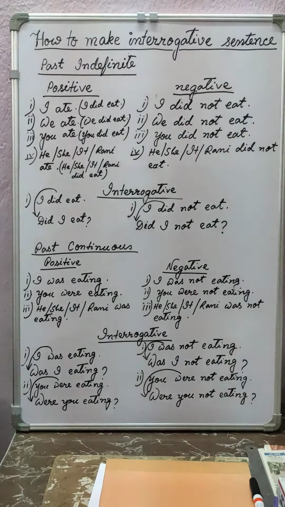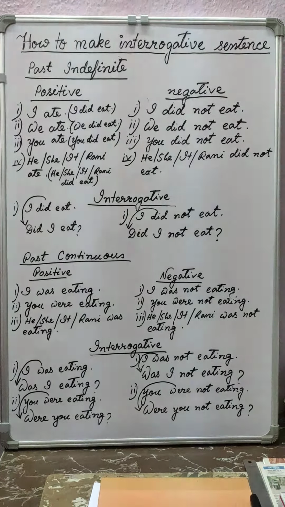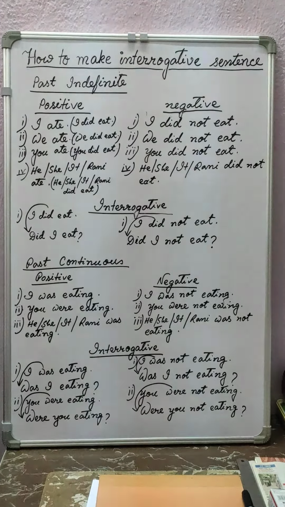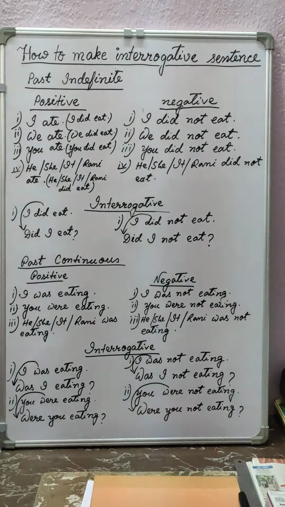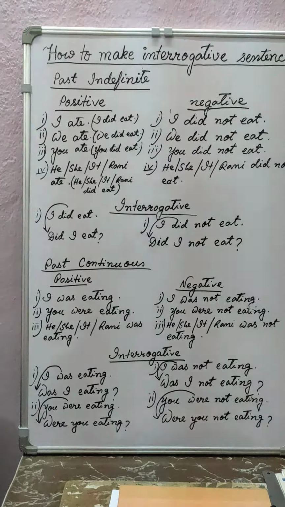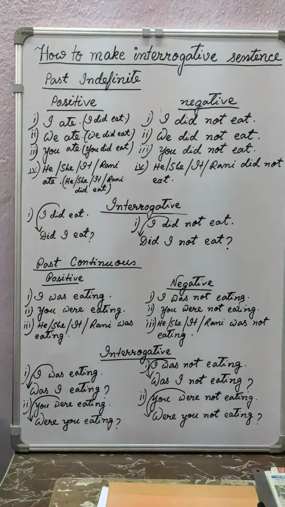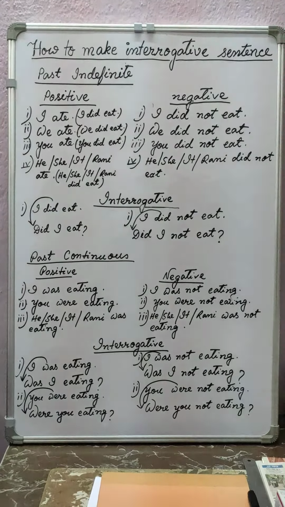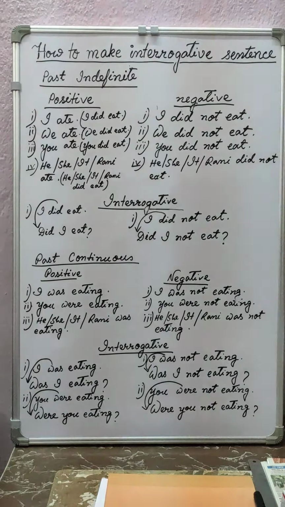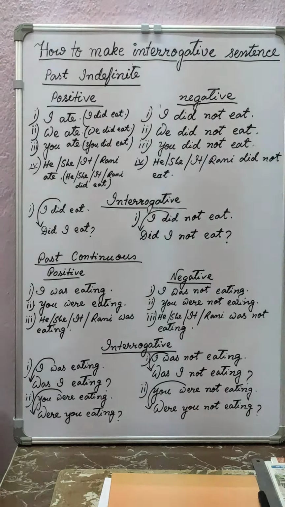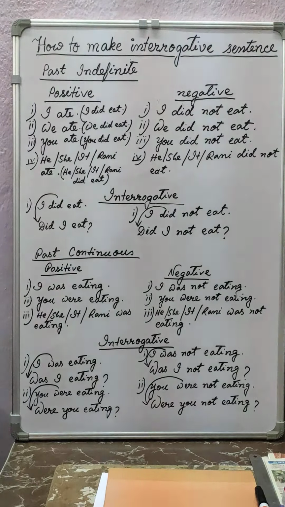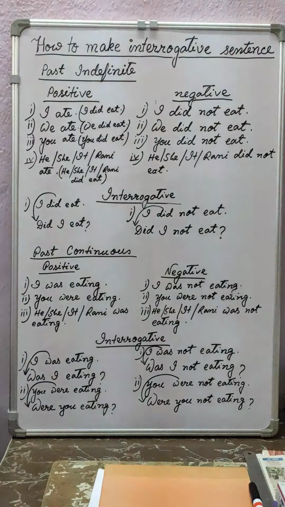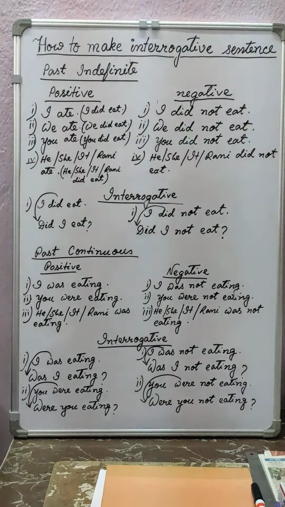Because to make interrogative sentences, you have to bring the auxiliary verb which is there just after the subject in front of the subject. Then your interrogative sentence will be prepared. Suppose, that's why I have shown you the past indefinite tense positive sentence: I ate. In another way you can make the sentence: I did eat.